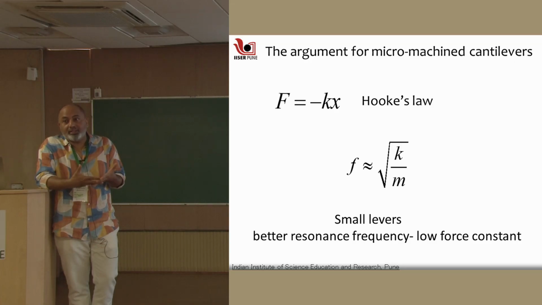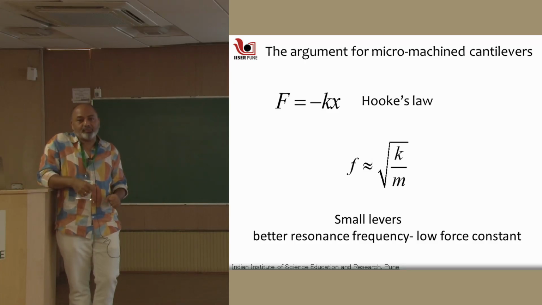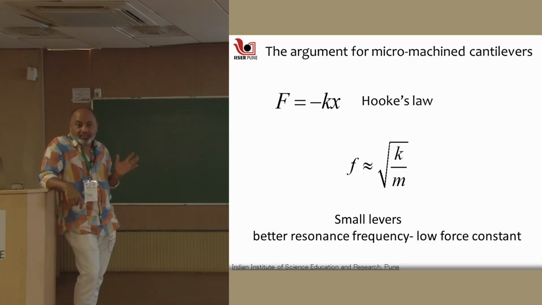it cannot be 10 raised to 6. No, if I have a 10 raised to 6 or 10 raised to 5 Newton per meter cantilever, and I have got 1 nanonewton of force, it will move by a nanometer. It will not even move by a nanometer. It will really be a small, small bending or small stretch of the spring. So the spring has to be extremely weak.